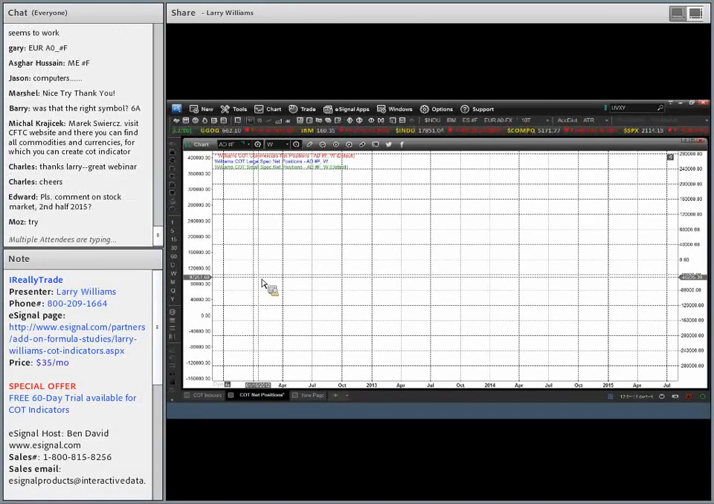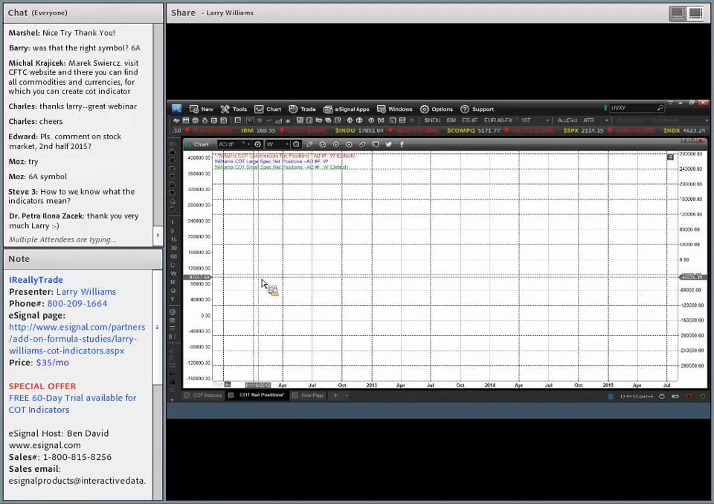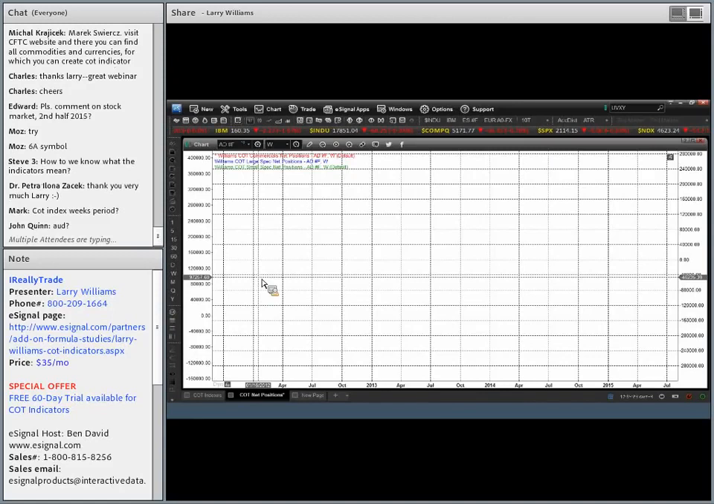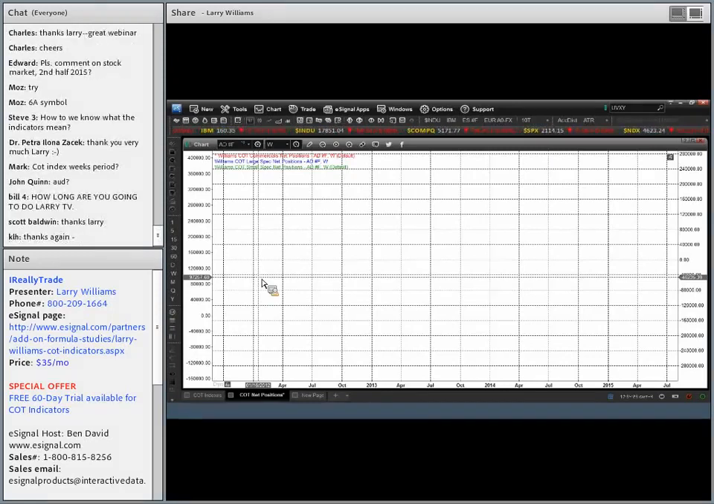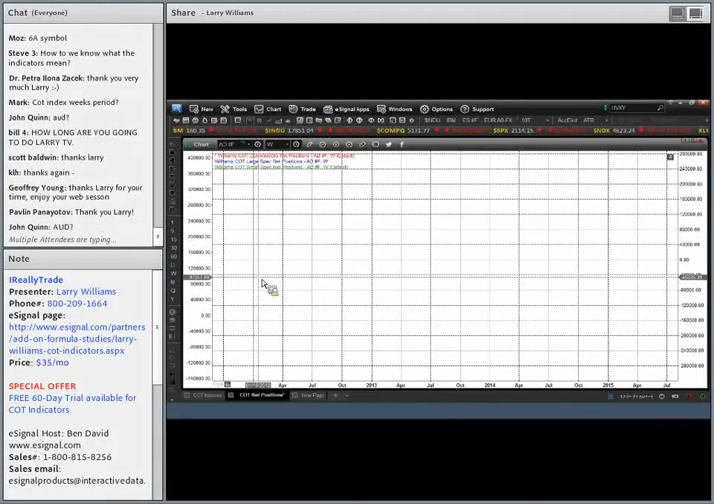Oh, stock market second half of 2015. Yeah, you're going to be shocked at what happened to the stock market. First of all, the bears are wrong. We're not in a bear market. We're in a bull market. And the Cassandras are going to be proven wrong again. We're going to drift down in here to a buy point. That's Larry Williams' view.